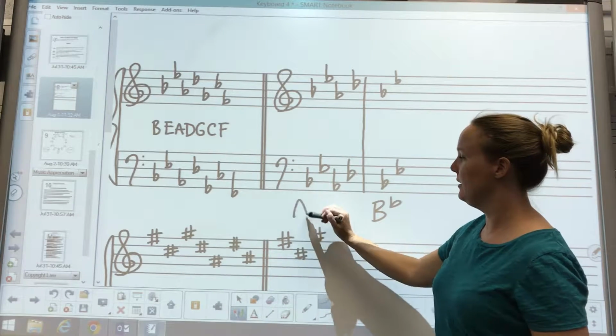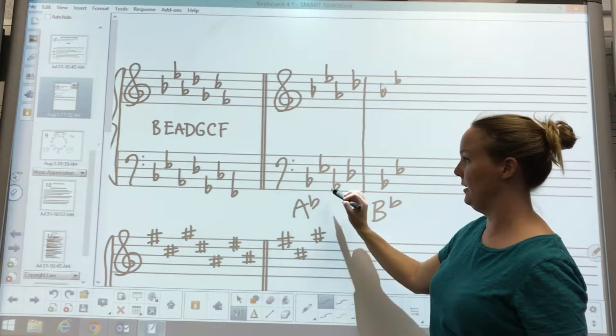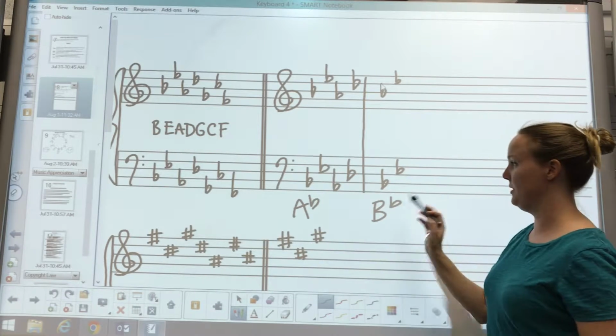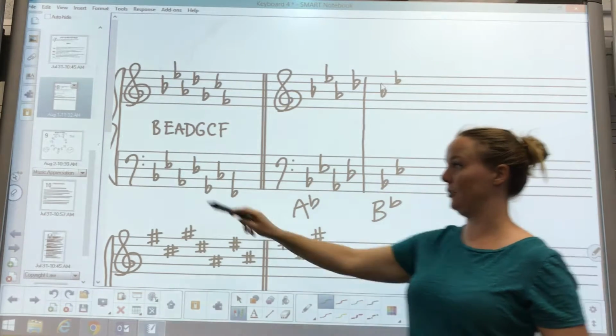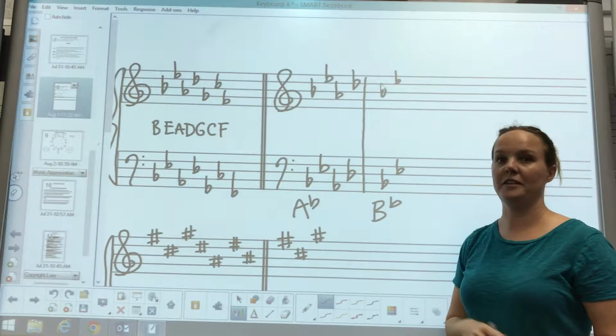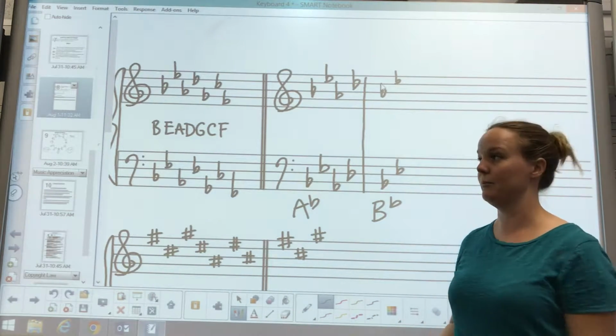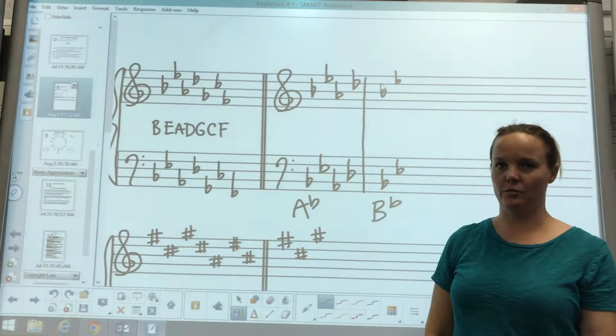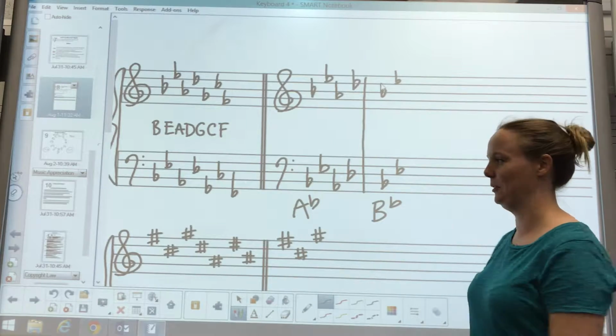So again, our key of A flat has 4 flats. It's the first 4 from the order of flats. Our key of B flat has 2 flats. It's the first 2 from our order of flats. If we had the key of E flat, that would be 3 flats. We would draw the first 3 from our order of flats, and so on and so forth. You get the idea, hopefully.